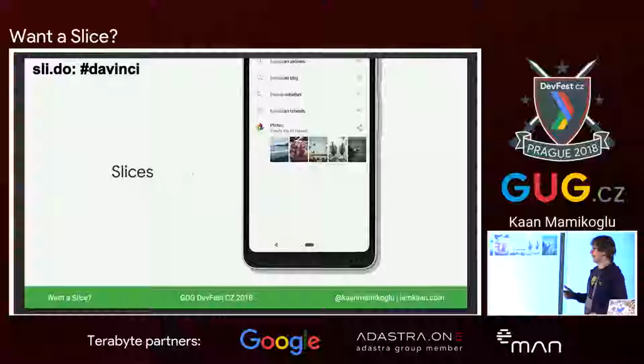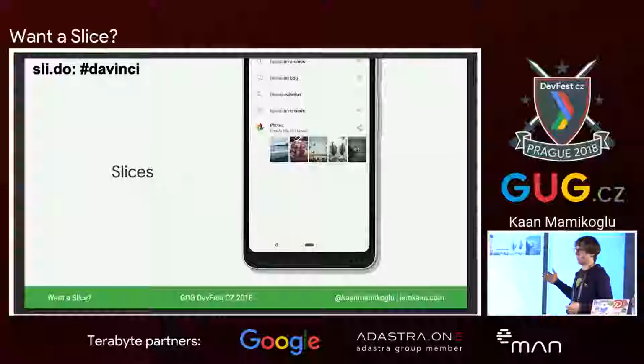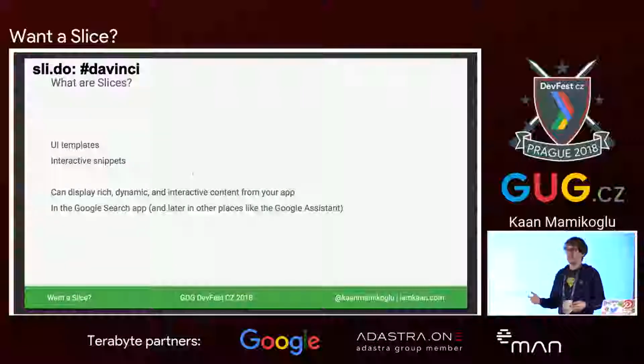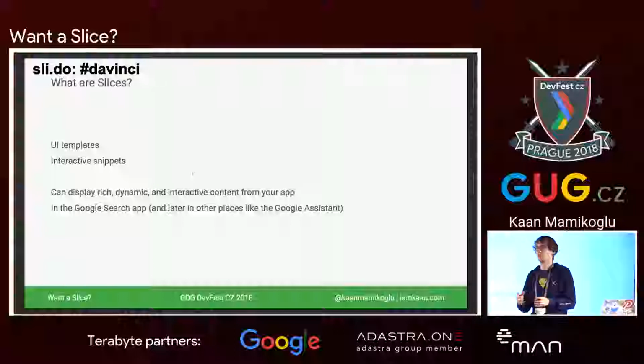Just to warn you, this is actually not available currently. This was the example they gave at Google I/O, but right now there is no app that is using slices. So this is a very early preview. In general, what are slices? In these different descriptions, you can see they are UI templates or interactive snippets. So these are basically part of your app, a little bit of functionality from your app displayed outside, in another app.